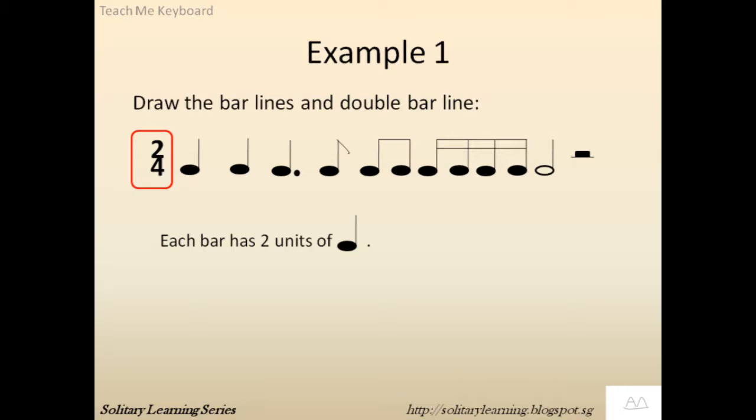To approach such a question, step 1, look at the time signature. In this question, the time signature has 2 on top, which tells you that there are 2 units, and at the bottom is 4. So it tells you that you have 2 units of crotchet or its equivalent per bar.